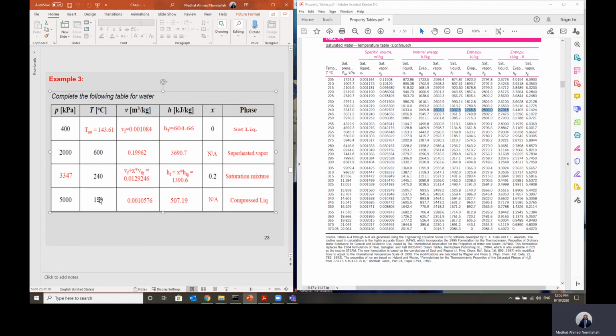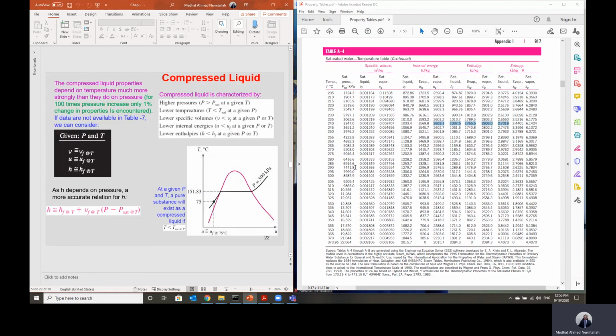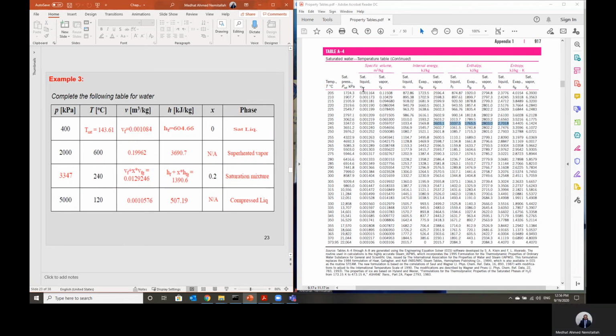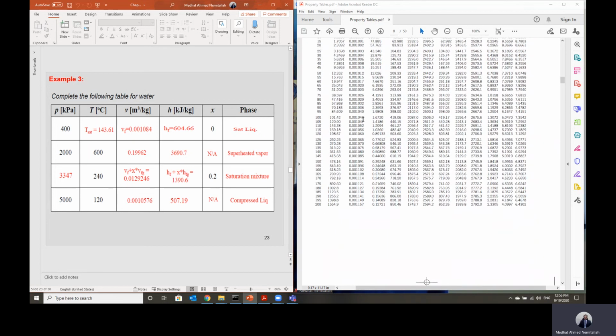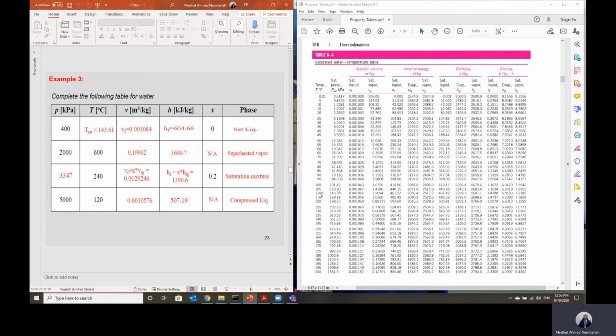Or you can do the opposite. You can take this temperature and go to table A4, with this temperature equal to 120. So this is table A4 with temperature equal to 120.